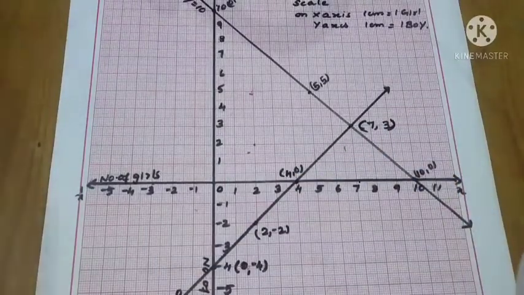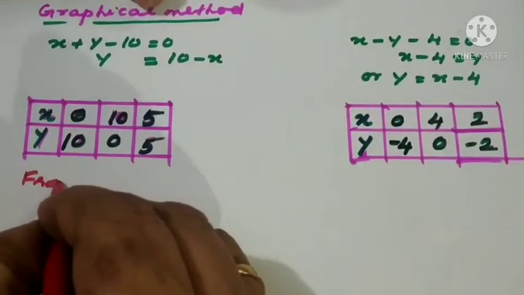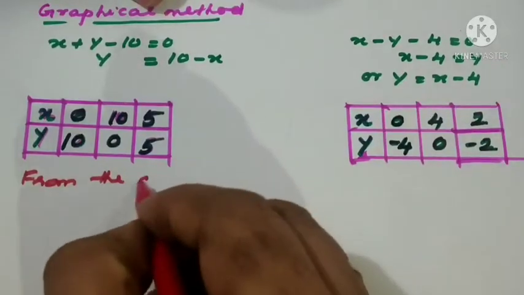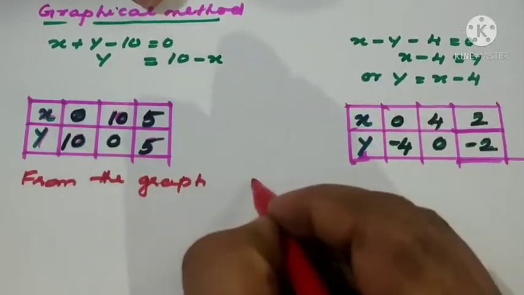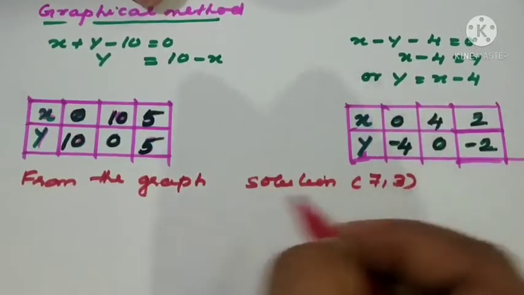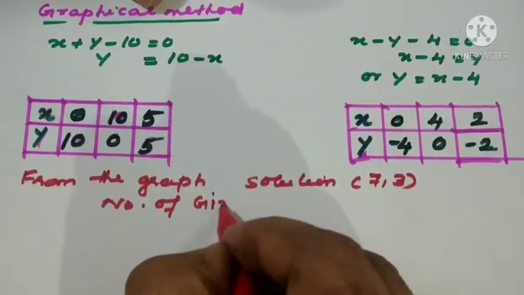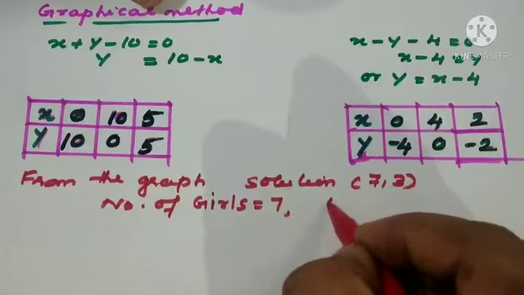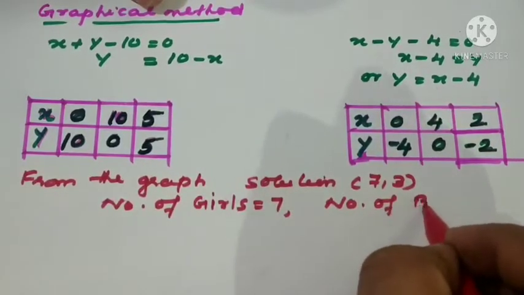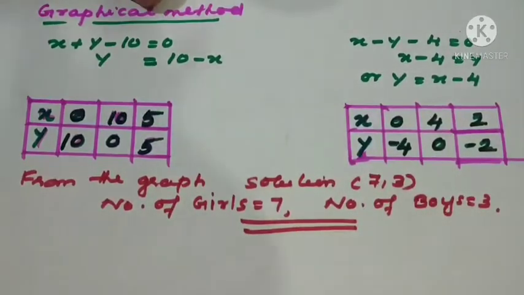So again we will go back to the question now. From the graph, the solution is 7 comma 3. That means the number of girls is 7 and the number of boys is 3. Here we have to learn some theory part based on the graph. It will be helpful for deriving the conclusions.